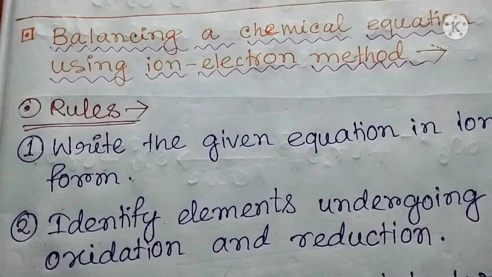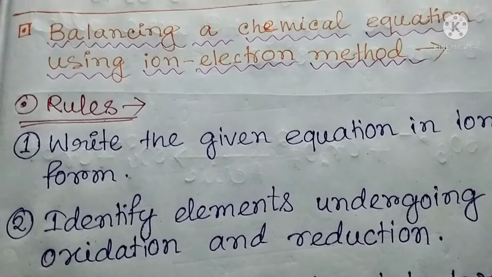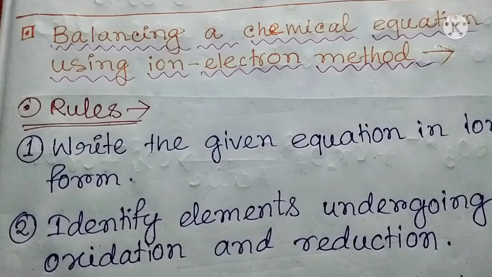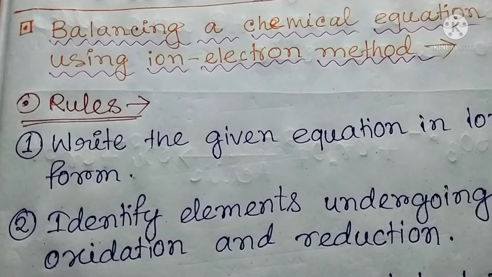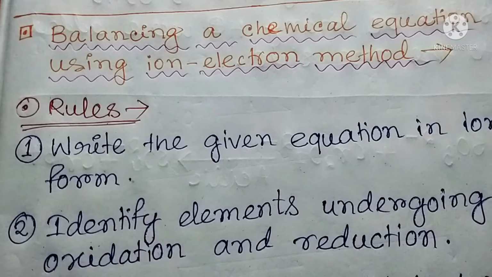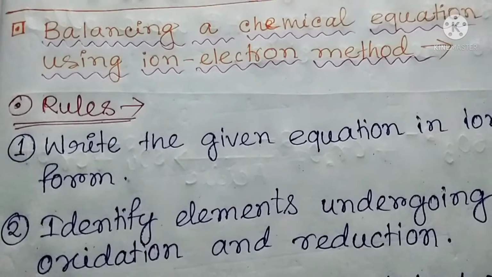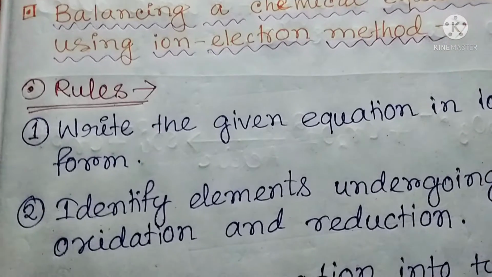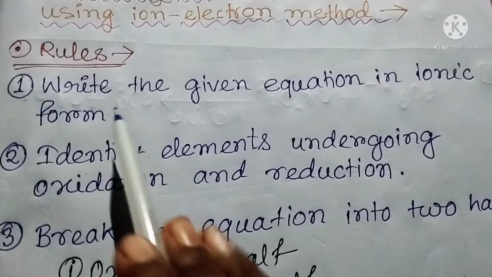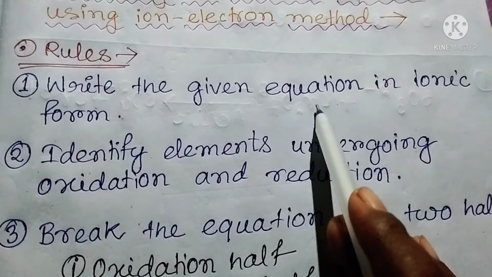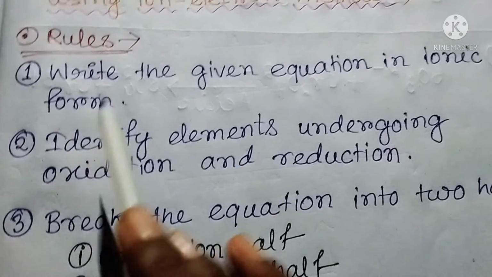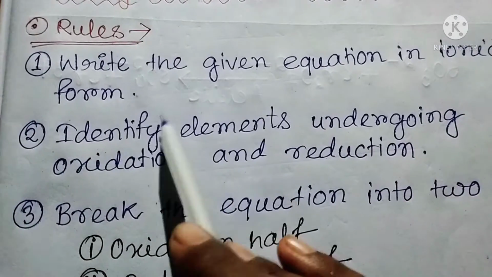Hello students, in today's class we shall discuss balancing a chemical equation using the ion-electron method. So, how do we balance a chemical equation using the ion-electron method? At first we learn the rules. The first rule is to write the given equation in ionic form.